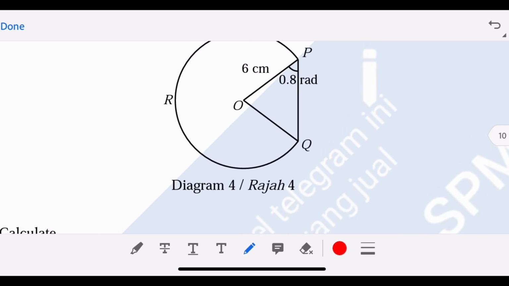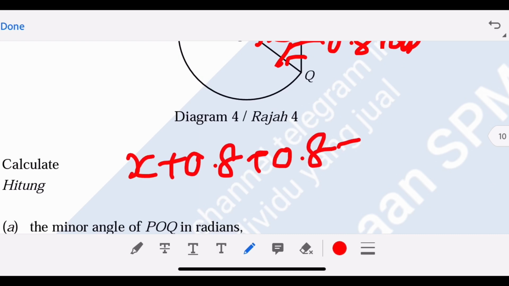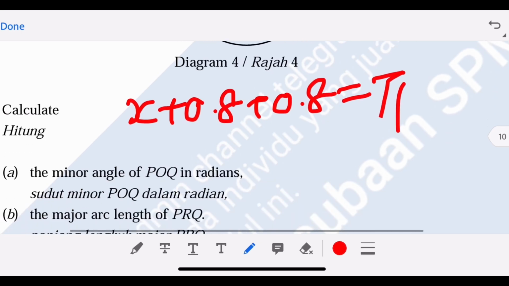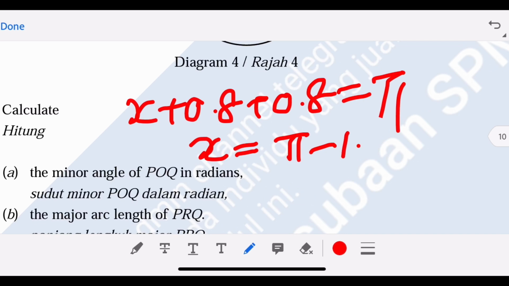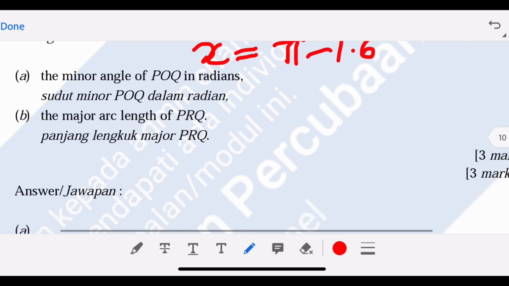Now we're going to talk about the circular measure. You're asking to find the angle POQ. So you can see there is a triangle, right? So that means the total internal angle for triangle is 180 degree, and 180 degree must be written in pi, radian. So we have to find the angle POQ in radian.